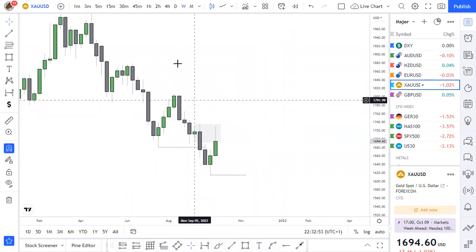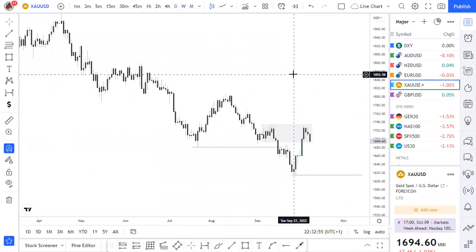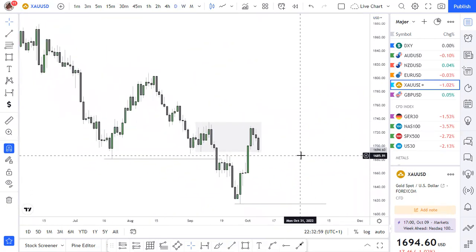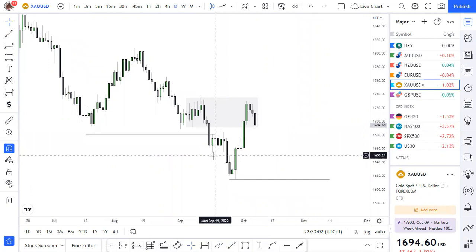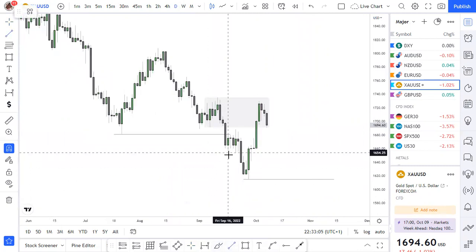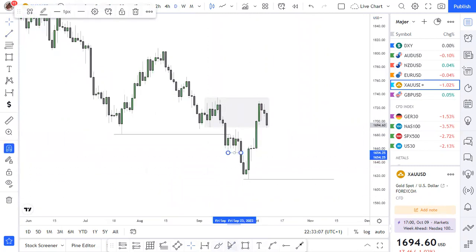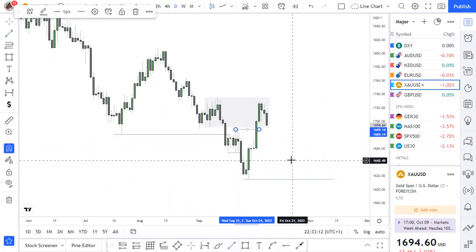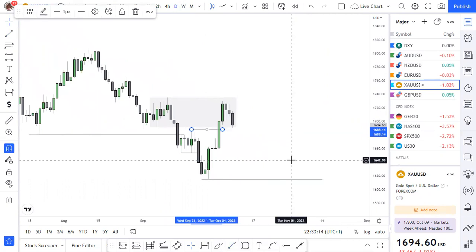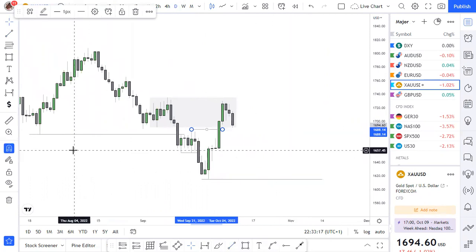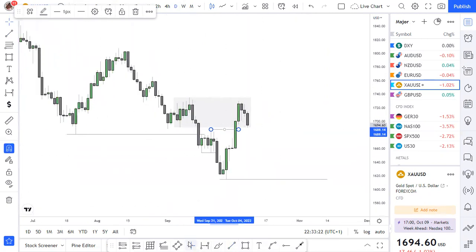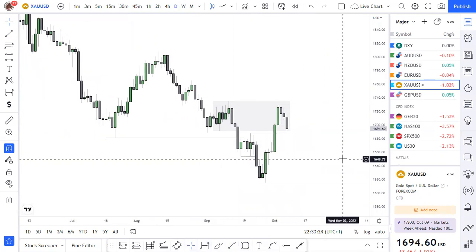So yeah, makes sense. So daily time frame, what's the structure on the daily time frame? The structure in the daily time frame is still very bullish because we had this here. To me, this is a break of structure on the daily time frame. So the structure on the daily time frame is still bullish, but the structure on the weekly time frame is still bearish.